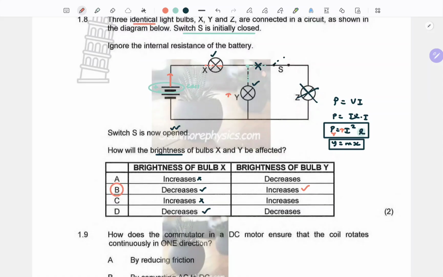Now there's more than one way to deal with this, but the easiest way is to assign the EMF. Remember, we're told to ignore the internal resistance. So it means the EMF E must be equal to the voltage of the external circuit. So this is good. We don't have to worry about energy dissipation in the battery. So it helps to just assign values. Let's just guess and say the EMF is 4 volts.